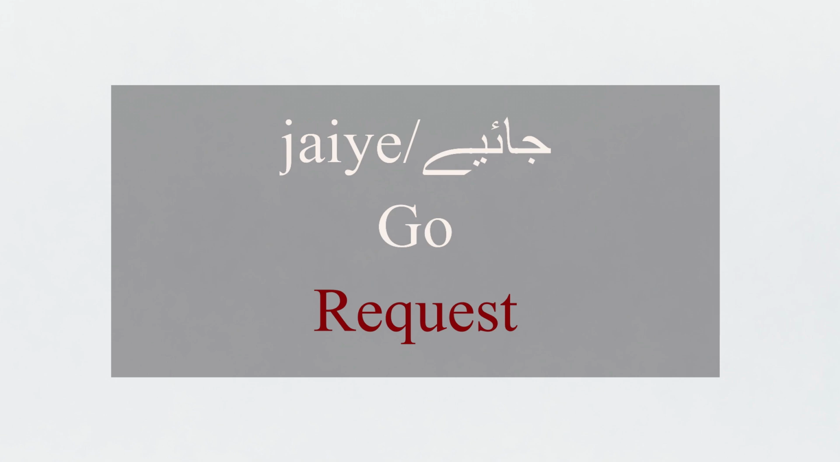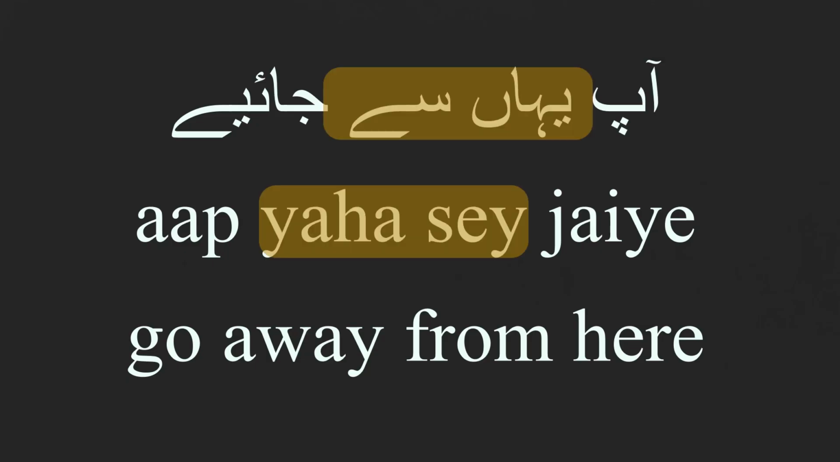Combining the verbal stem and the suffix, jaye. Aap jaye, go away, jaye. Aap jaye. You can put the subject or you don't have to put the subject, it's up to you. Aap jaye. Aap yahan se jaye. Yahan se means from here. आप यहाँ से जाइए, go away from here.